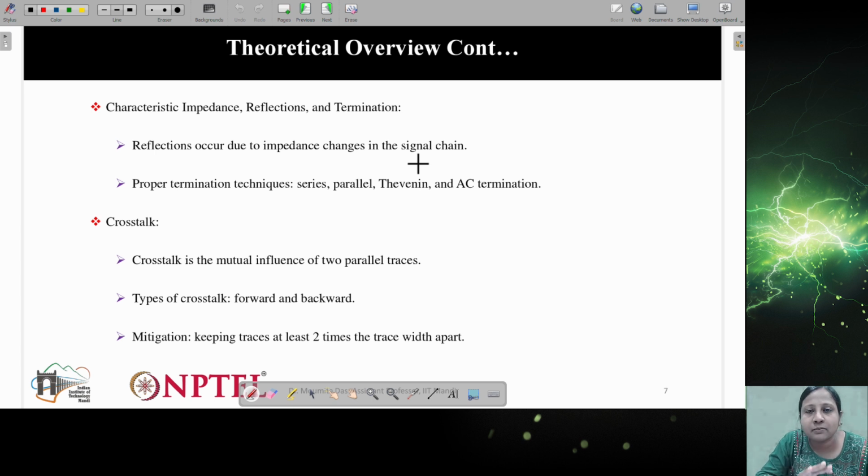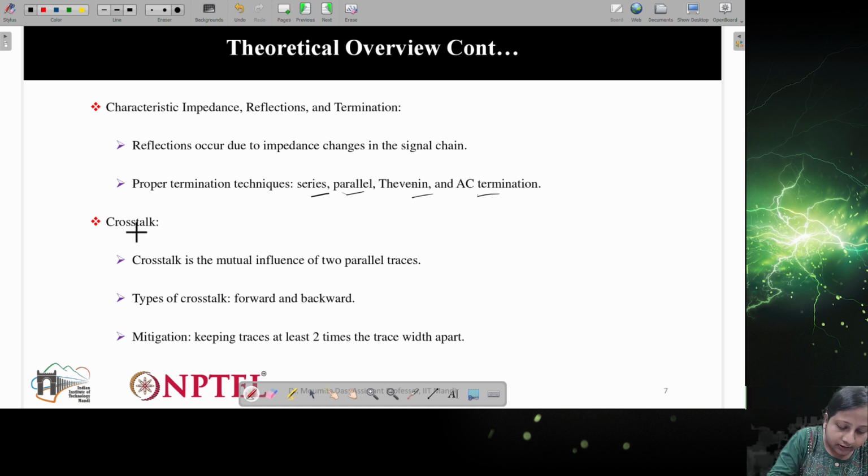The termination can use any method like series, parallel, Thevenin, or active, so that we can provide termination for the impedance and there will not be any reflection. So any of these proper termination techniques, series, parallel, Thevenin, and AC termination, we can use in order to provide the termination. But before that, we need to calculate the impedance. Unless and until we have the impedance value, we cannot provide the matching impedance for the termination, because for termination we need to provide matching impedance.